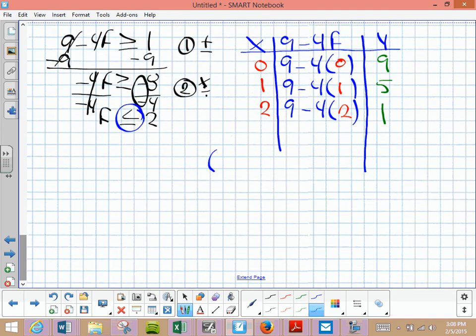Let's put coordinate points right here. You need 3 of them. Put the commas in between. And look what I'm going to do. I'm just going to grab the x values, which are right here, 0, 1, and 2, and I'm going to pair them up with their corresponding y values, which are right here, 9, 5, and 1. Do y'all see that? This is x, and this is y.